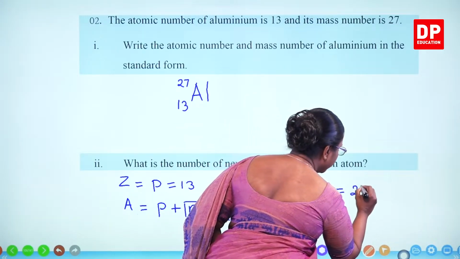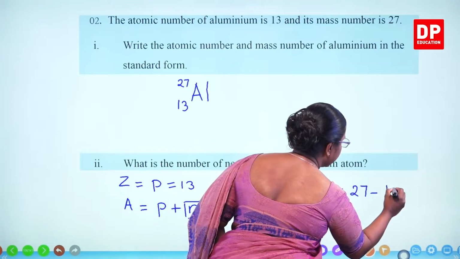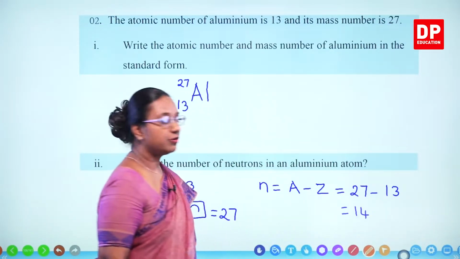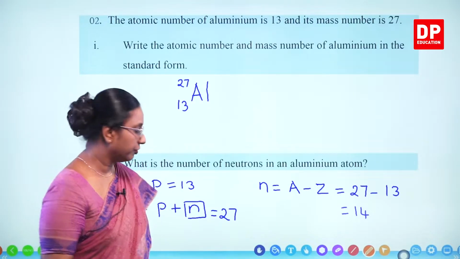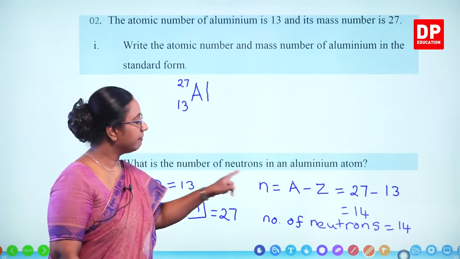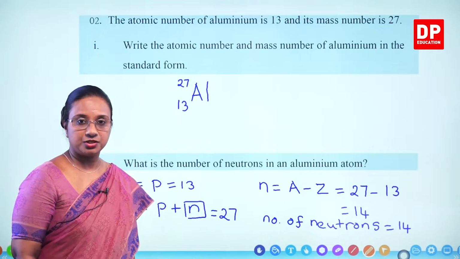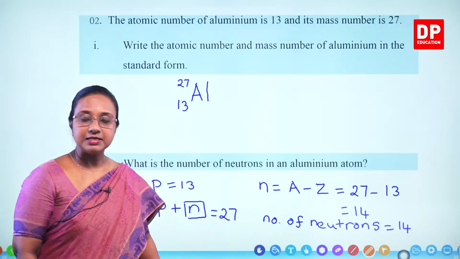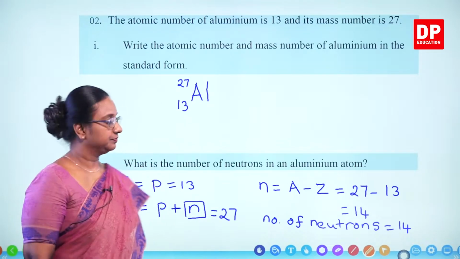So, to find the value of neutron, you can subtract from mass number the atomic number. That is equal to 27 minus 13. So, the number of neutrons will be equal to 14. So, we can write that down again. Number of neutrons equals 14. So, you can remember this equation. Number of neutrons equals mass number minus atomic number.